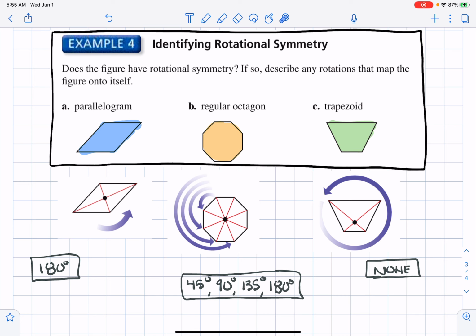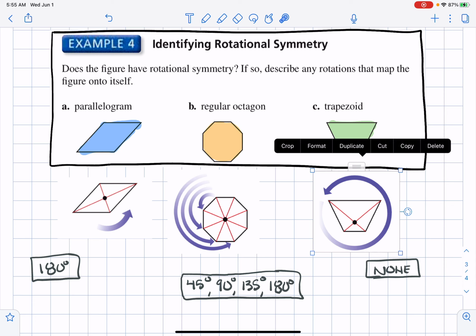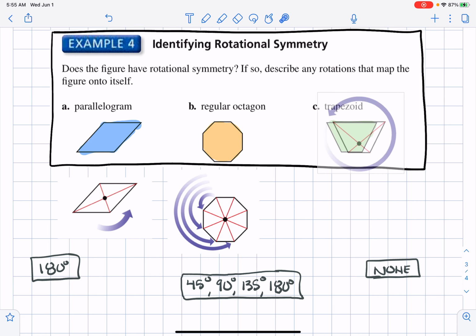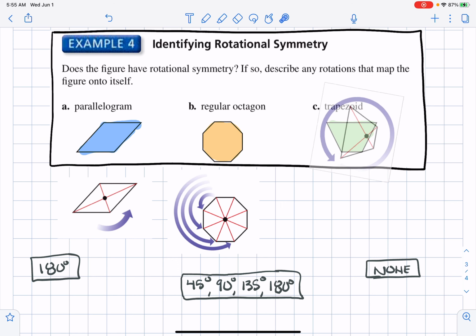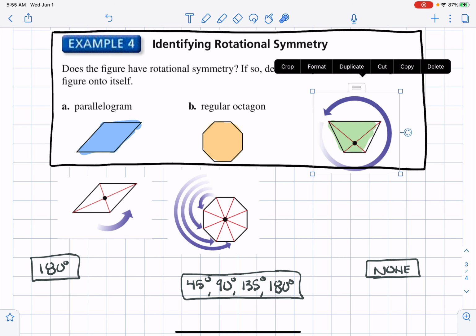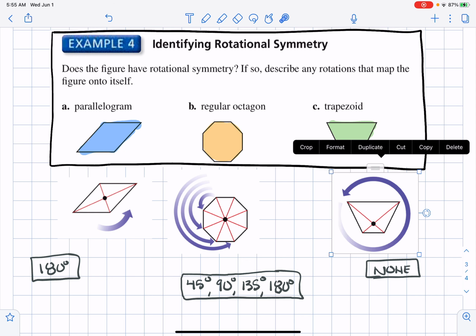Okay, and then the last one, part C, I said actually there were no rotational symmetries. So I drew the diagonals in all of them because that helps you see where the center of rotation would be. But in this case, if I start with this, I'm starting at 0, I'm good to go. But if I rotate this thing any degree, up to 180, it still doesn't map onto itself. The only way this maps onto itself is if I go a full 360. So because it doesn't fit the definition of a rotational symmetry of 180 degrees or less, this particular shape has no rotational symmetries.